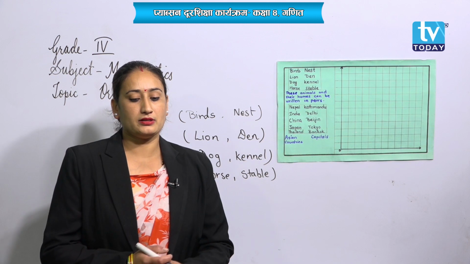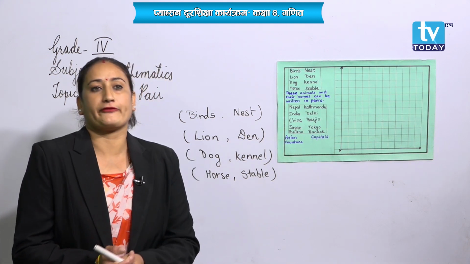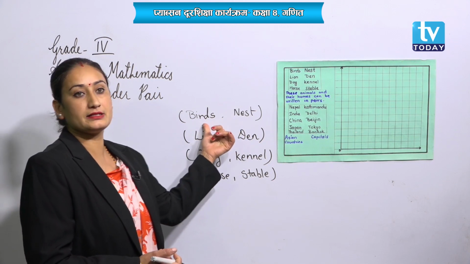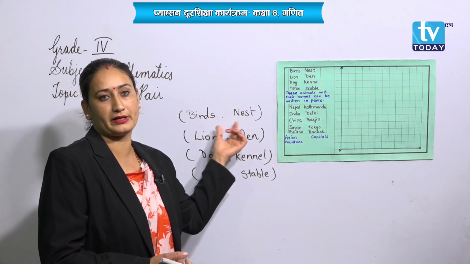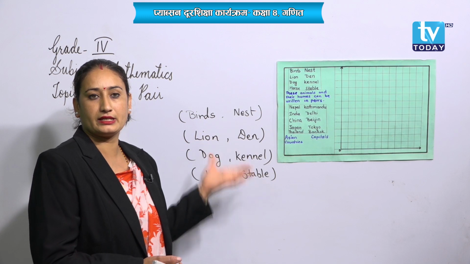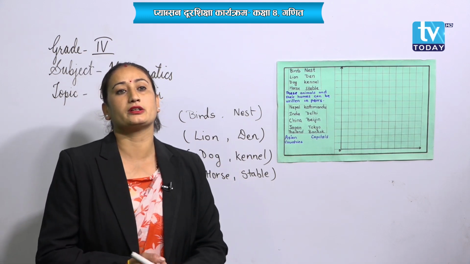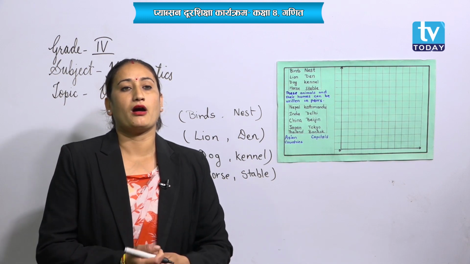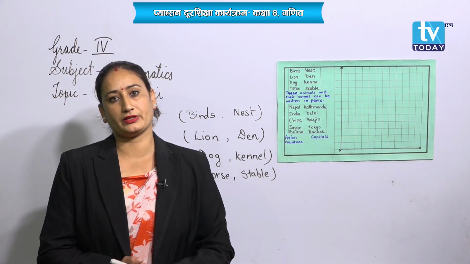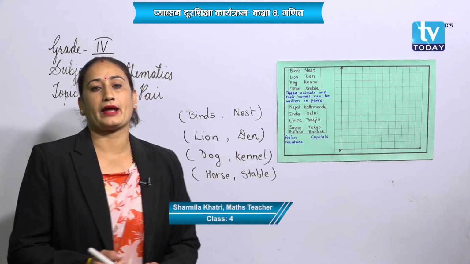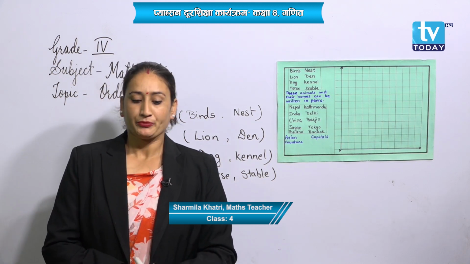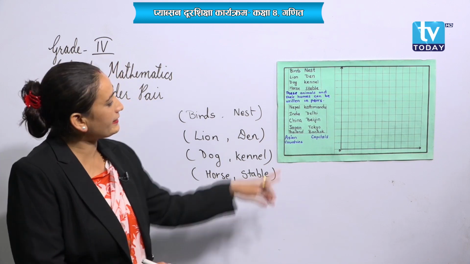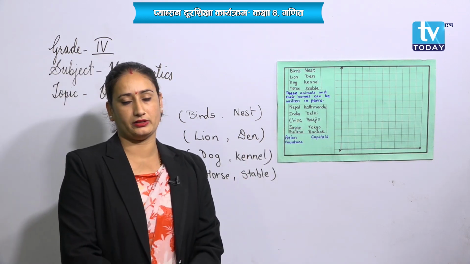So animals and homes are in a fixed order. That means we have written the animal's name and their home name in a fixed order. So they are known as a fixed order, and such pairs are known as an ordered pair. Okay, students, these pairs are known as ordered pairs. Like this, let's have a look at the next question.